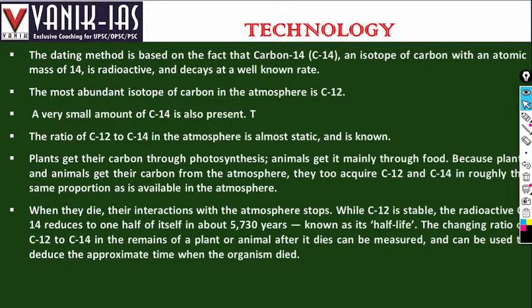Plants get their carbon through photosynthesis, animals get it mainly through food. Because plants and animals get their carbon from the atmosphere, they acquire C12 and C14 in roughly the same proportion as is available in the atmosphere. When they die, their interaction with the atmosphere stops. While C12 is stable, the radioactivity of C14 reduces to half in about 5,730 years, known as the half-life. The changing ratio of C12 to C14 in the remains of the plant or animal after it dies can be measured and used to deduce the approximate time when the organism died.